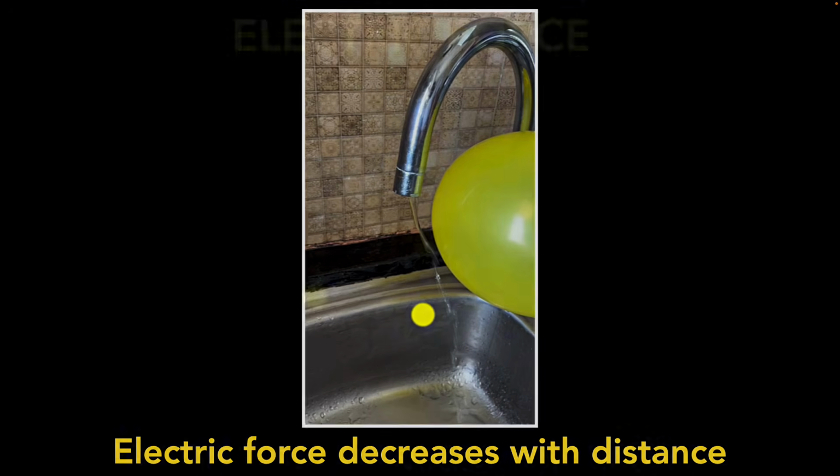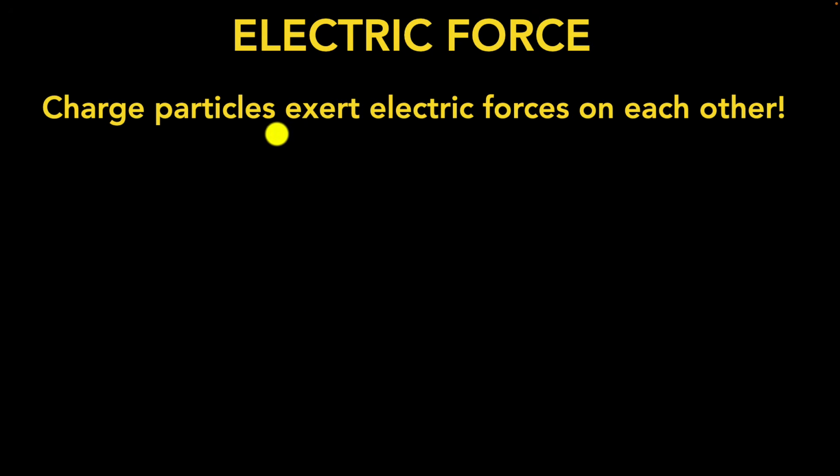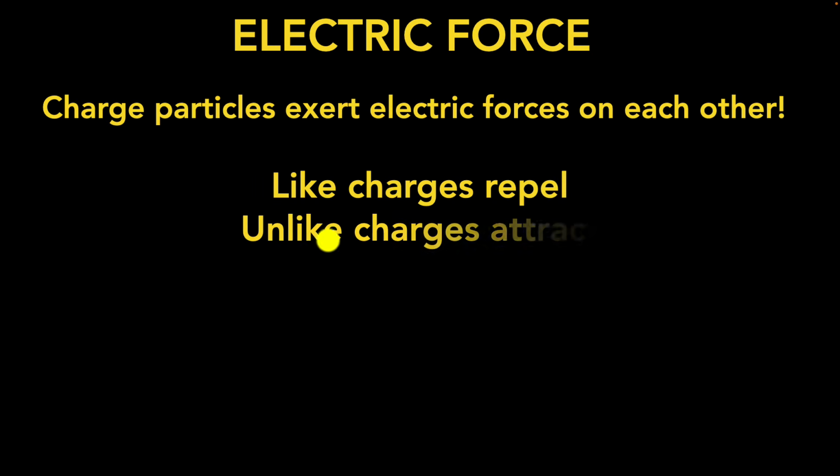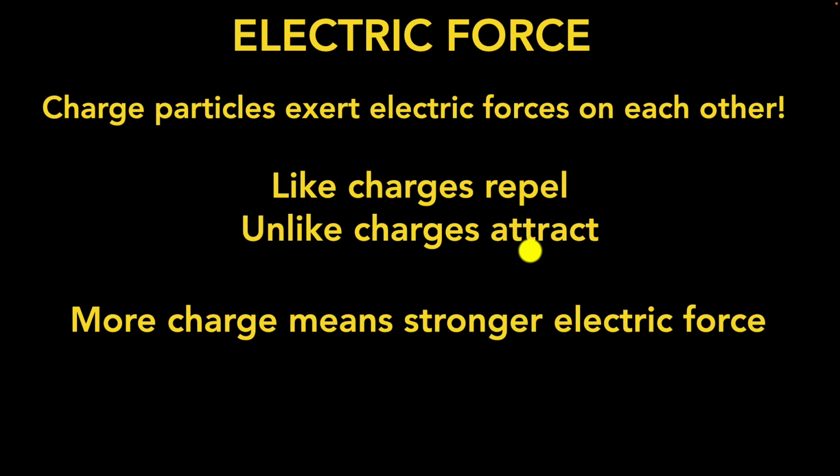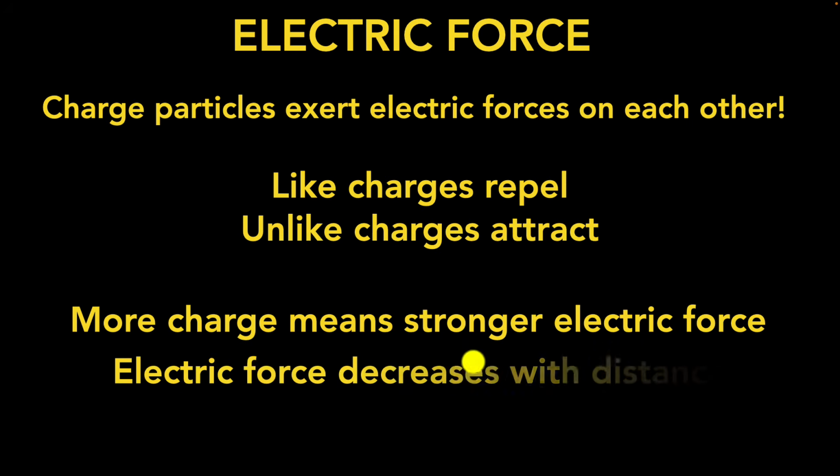Okay, let's put it all together. What we find is that charged particles exert electric forces on each other. It's a part of a much more fundamental electromagnetic interaction, okay? Like charges will always repel, unlike charges will always attract. And then what decides the strength of that electric force? Well, the amount of charge. More charge means a stronger electric force. And the second thing that matters is the distance. Electric force decreases with distance.